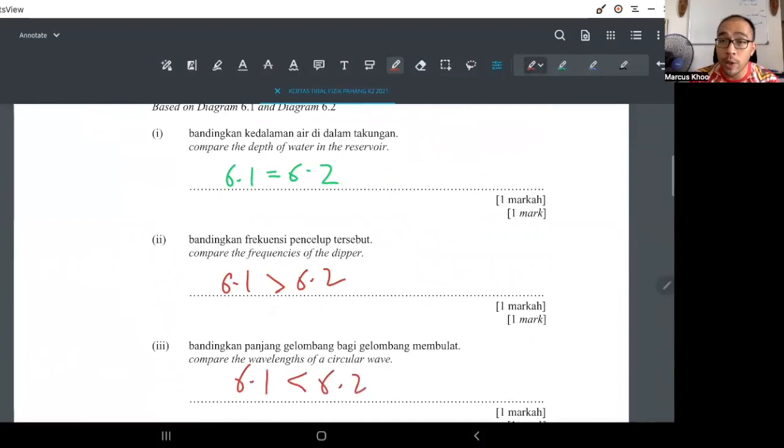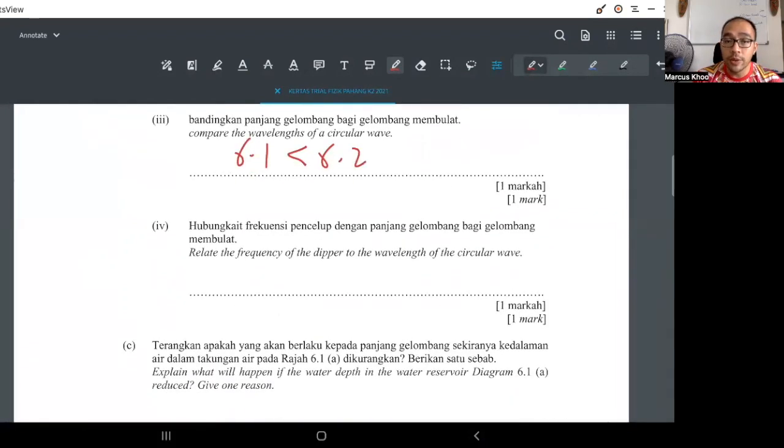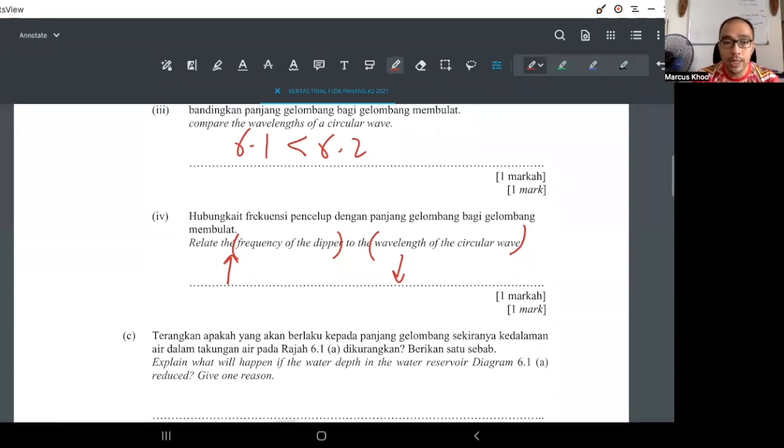If you remember from question 1 just now, I said that wavelength and frequency are inverse. When the wavelength is bigger, the frequency is smaller. So relate the frequency to the wavelength. Either way also can. The bigger the frequency, the smaller the wavelength. You can also write it the other way around. At our level, the order is not so important. You can take both ways.